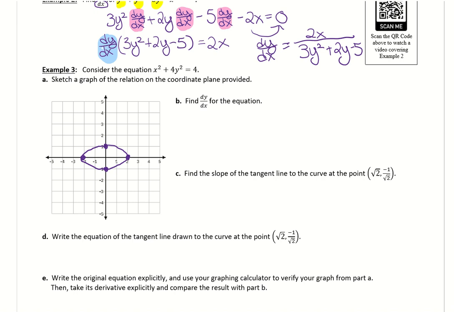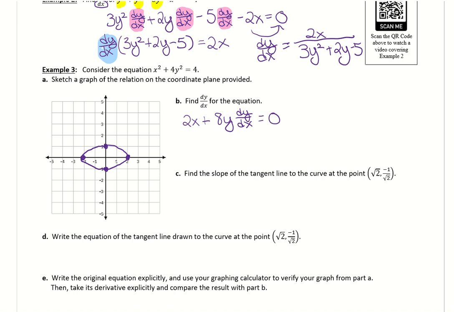So let's find dy dx for the equation. That means we're going to find the derivative of all the things. So here we're going to find the derivative of x squared. That's 2x. Now we're going to find the derivative of 4y squared. So find the derivative of the outer. That's 8y. And then the derivative of y itself is always going to be dy dx equals 0.